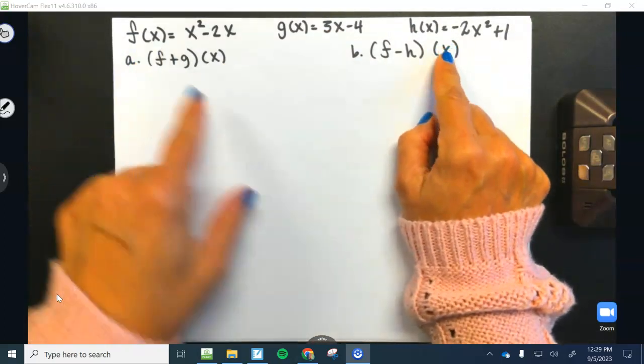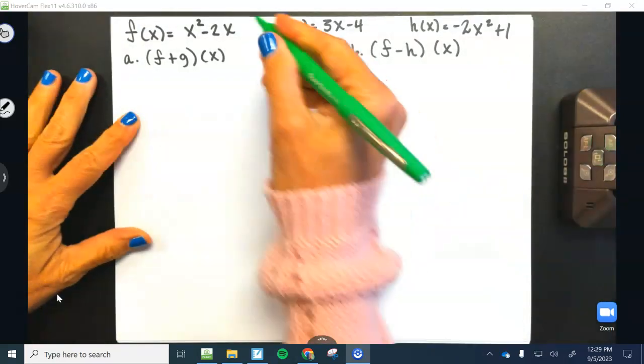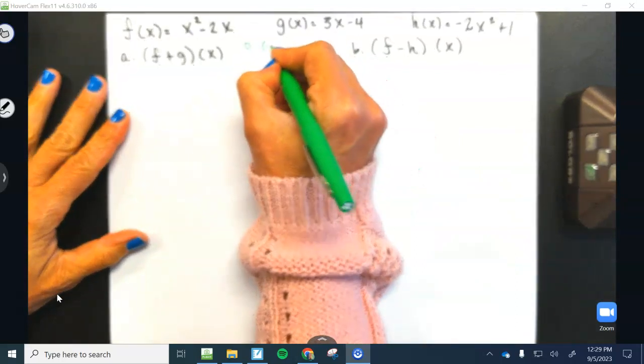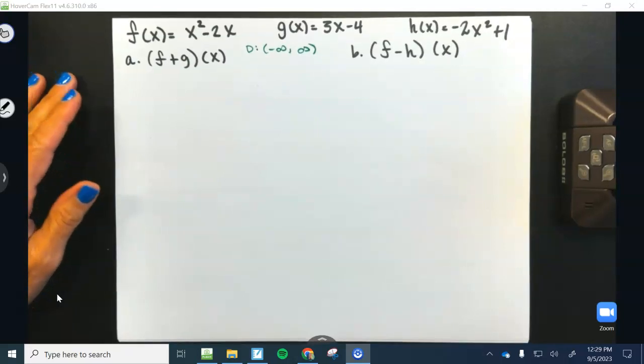I have 3 functions. I'm just spot checking to see if any of them are roots or if any of them are fractions, and they're not. So just remember, for all of this, the domain is not going to have any restrictions. So it's just going to be negative to positive infinity.